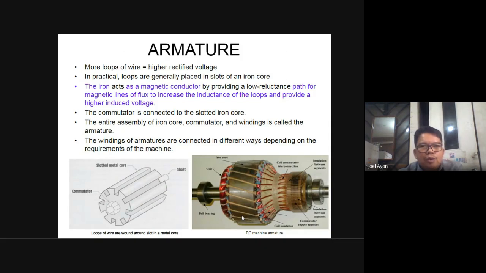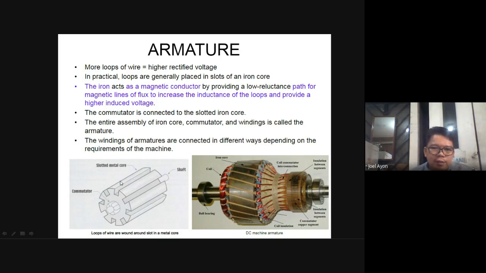Okay. So, more loops of wire has a higher rectified voltage. Di ba, the current and the magnetic field are directly proportional to each other. Also the loops or turns, the number of turns of wire, they are directly proportional to each other. If the number of turns is greater, the current is higher and the magnetic field is higher.